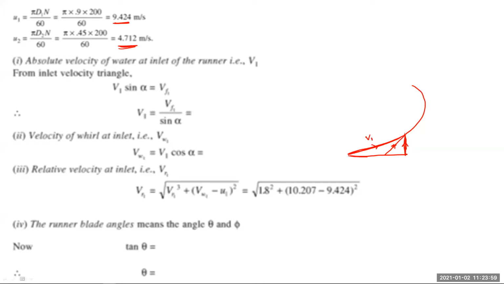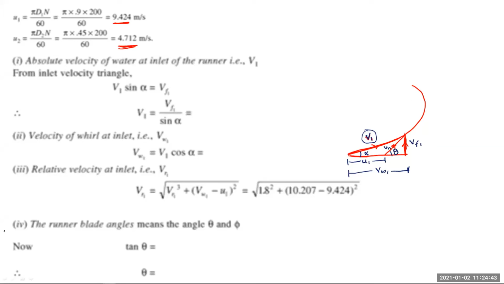Let me choose some other color or it will overwrite on one another. This is V1. This is VR1. This will be your U1. And this will be your VW1. Always remember the horizontal component of this V1 will be your VW1. It will always come on the horizontal axis, and similarly its vertical component will be VF1. Here it will make an angle alpha. This will be your theta.